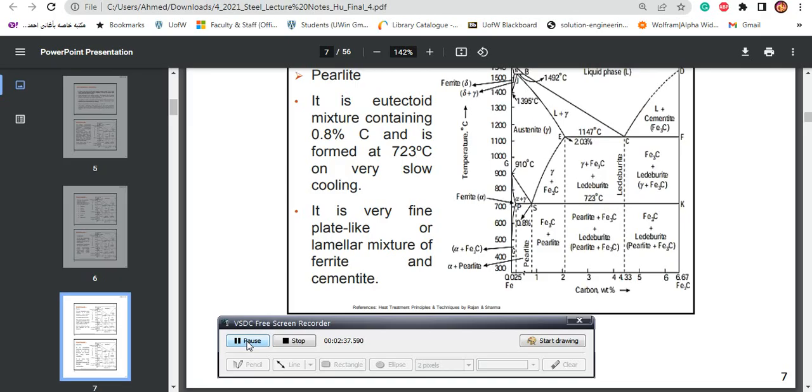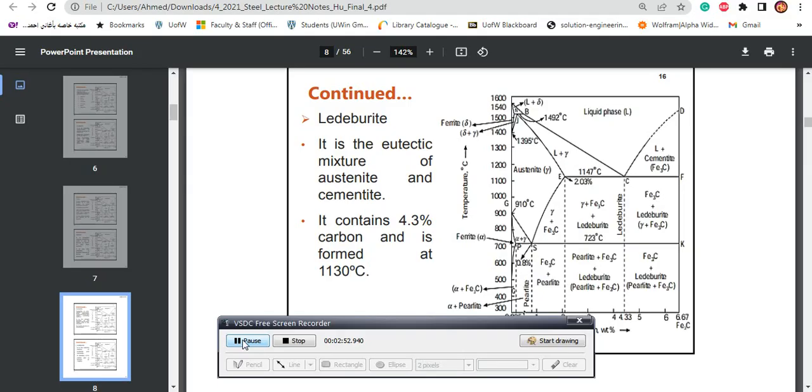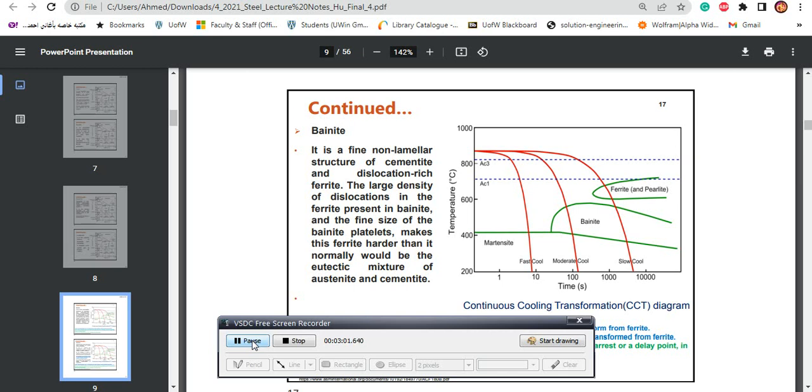Perlite is a mixture of ferrite and cementite. Eutecticoid, perlite is eutecticoid, it contains 0.8% carbon and it's formed at very slow cooling. Cementite is a crystal, its crystal structure is orthorhombic. Labradite is a eutectic mix of austenite and cementite. It contains 4.3% carbon.